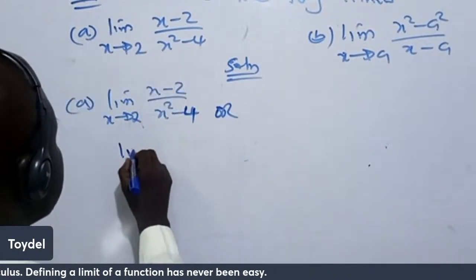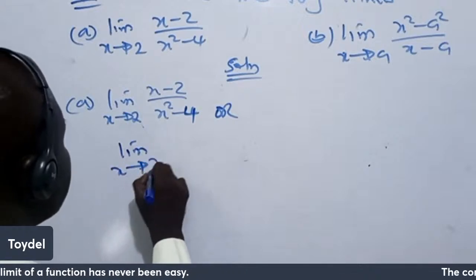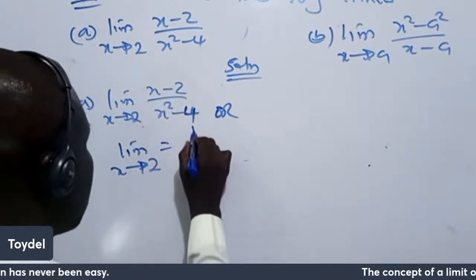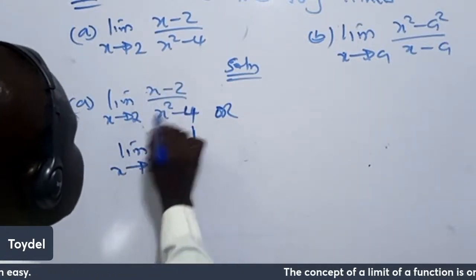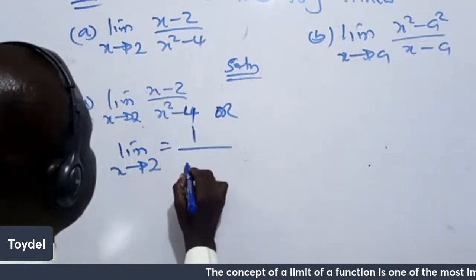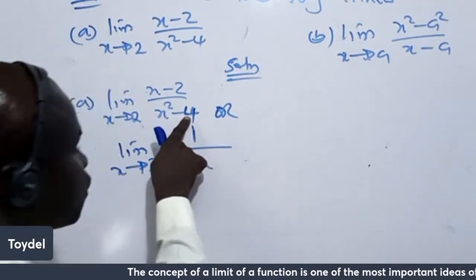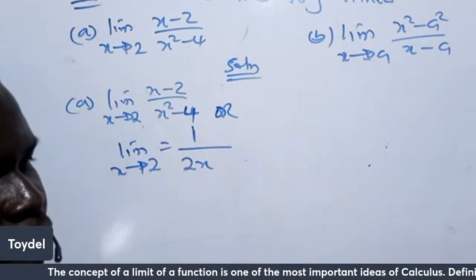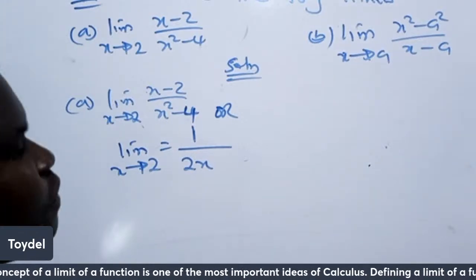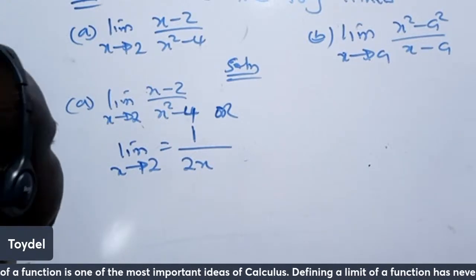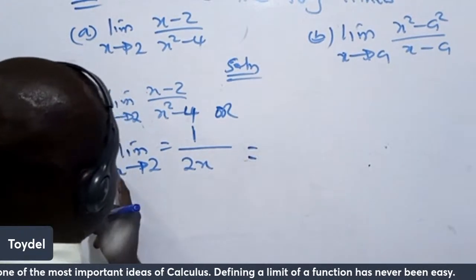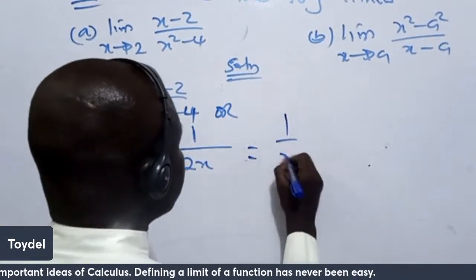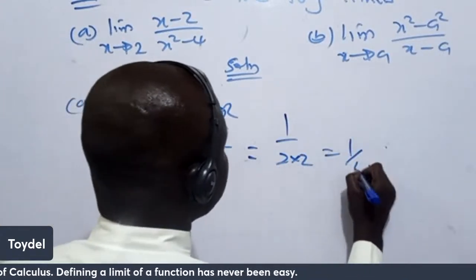So it says limit as x tends to 2. When I differentiate the numerator, I'm going to get 1. Differentiation of this is 1. Then when I differentiate the denominator, I'm going to get 2x. Differentiation of a constant is 0. Just let's take it for now, but after this, I'm going to introduce differentiation, then we'll know how to differentiate. So from this point, we now substitute as x tends to 2. We have 1 over 2 times 2, and that's the same thing as 1 over 4.